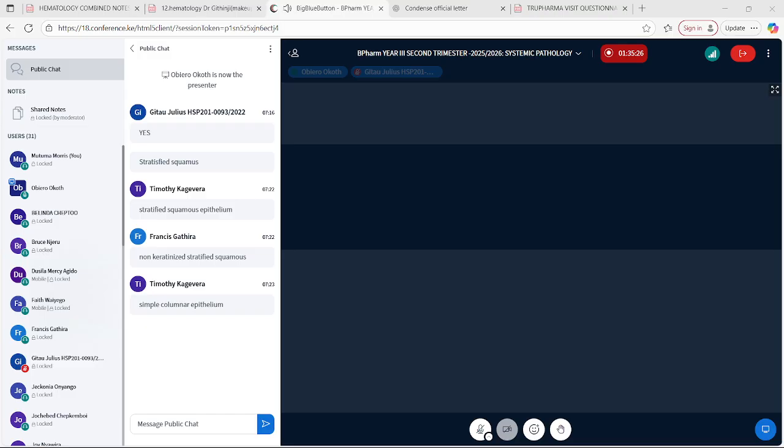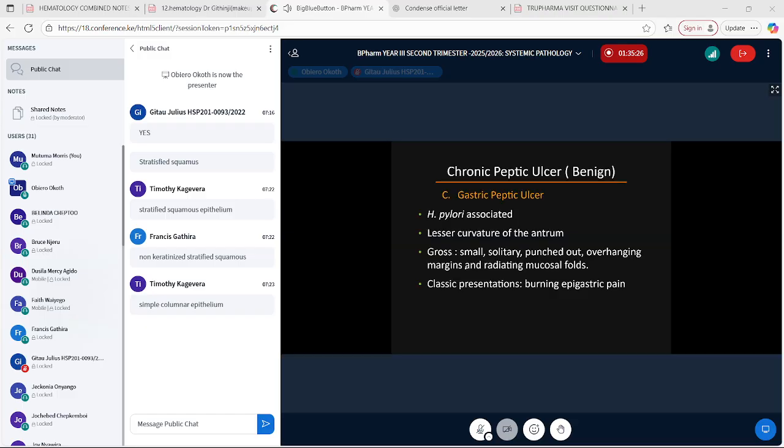Gastric ulcers occur when the mucosa is damaged, other than by increased acid, because the stomach can deal with acid. The acid becomes a problem when there's a breach in the defense system. You see it mainly in the lesser curvature of the antrum. They tend to be small, solitary, punched out, with an overhanging margin and radiating mucosal folds. I'm describing all this so that you can differentiate it from a malignant gastric ulcer.